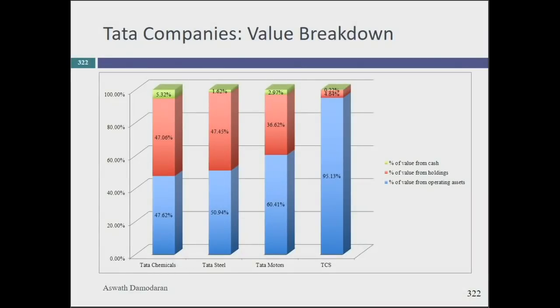See the red portion of the graph? That is the portion of the value per share with each company that came from their cross holdings. So when I valued Tata Chemicals, almost half my value came from my cross holdings. So when you buy Tata Chemicals, you think you're buying Tata Chemicals? You're buying Tata Chemicals in a portfolio of Tata companies. Tata Steel, Tata Motors, and then you get to TCS.